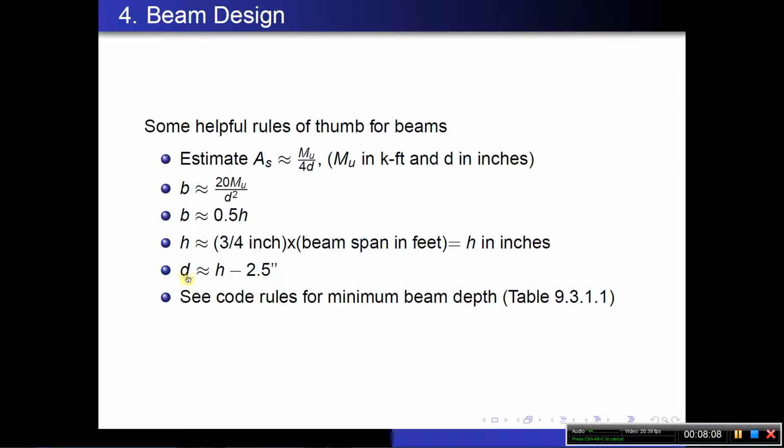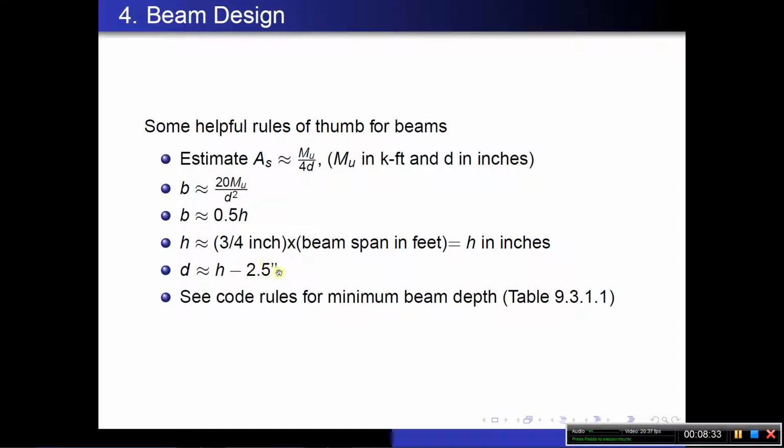The other thing is that D then can be calculated from H as H minus 2.5 inches. Now, this is my own suggestion here. This number 2.5 will not always be the correct number, but it will at least get you in the ballpark for what the D value should be.